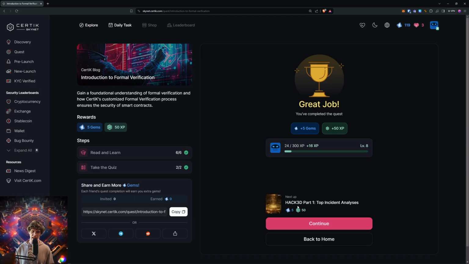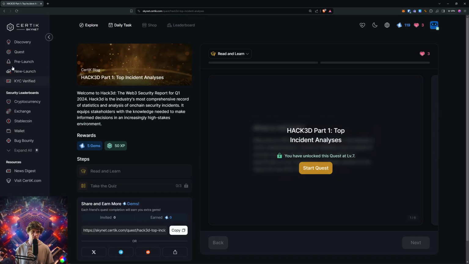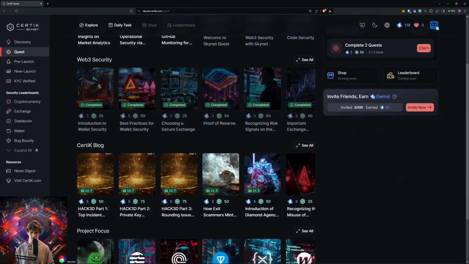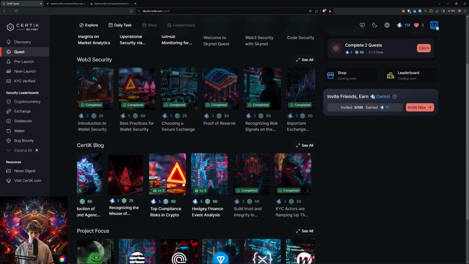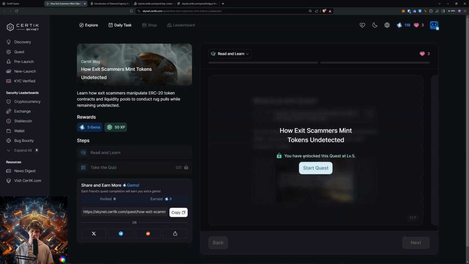Okay, Hack 3D part 1. Oh, no, let's go back, because I want to do the level 5s first. So we're gonna do these in order. All right, how exit scammers mint tokens undetected.